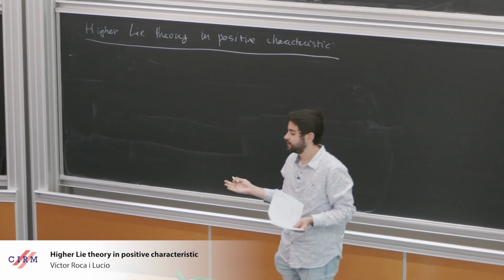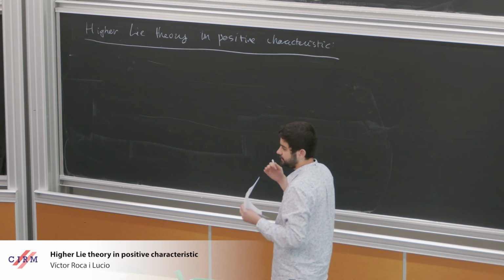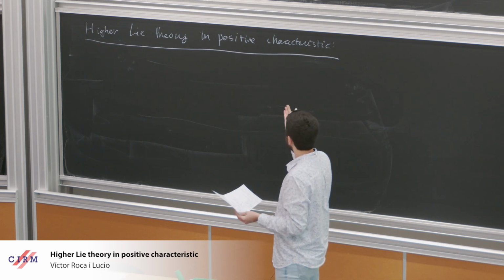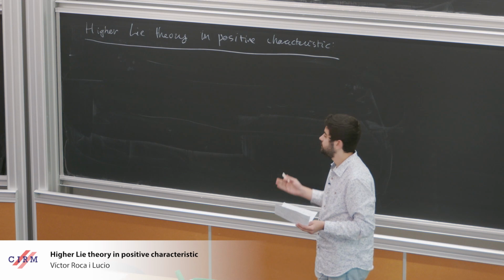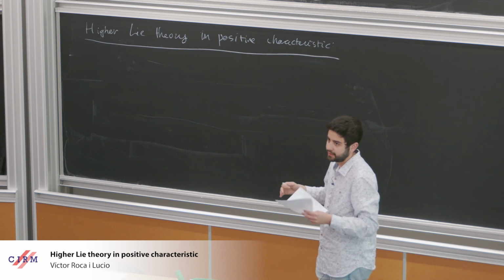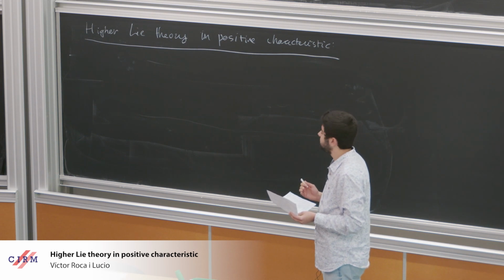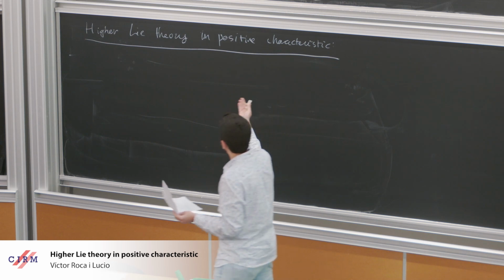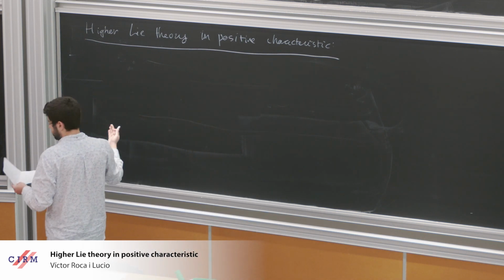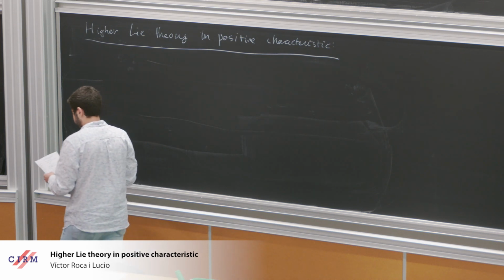So what I want to explain is that I think there is an intersection between different subjects where Lie algebras appear that one can call higher Lie theory. And so my first goal will be to give an overview of what that might be in characteristic 0. And then my goal will be to explain how one can generalize this to a positive characteristic setting.